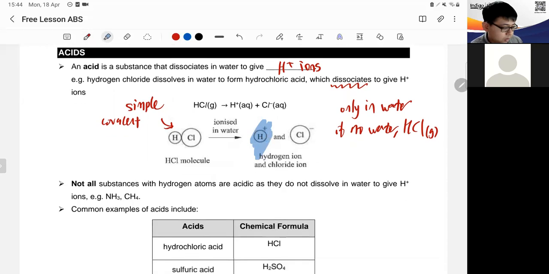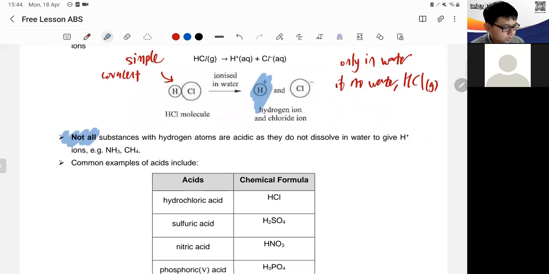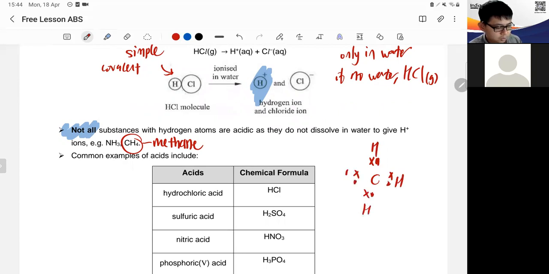This also means that not all substances that have H in them must be acidic. Only a few are like that. There are so many. For example, if I ask you for methane, CH4, sure it has 4 H, but does it mean that if I put it in water, all 4 H will come out as H plus? Not even. If you remember the dot and cross for methane, it looks a bit like this. All of the H is covalently bonded. There's no way for the H to come out as H plus in water. And FYI, methane isn't even soluble in water.